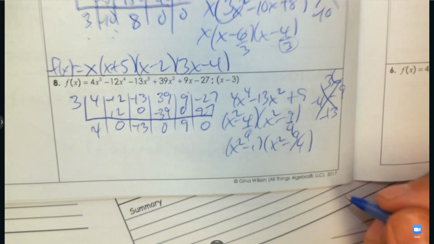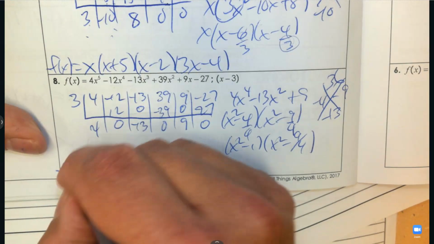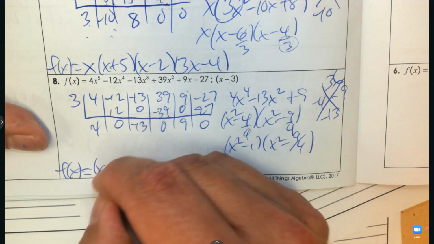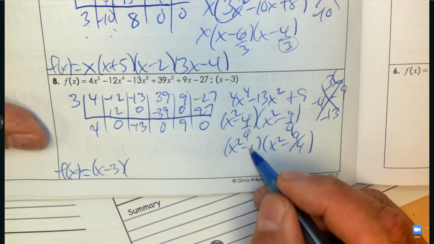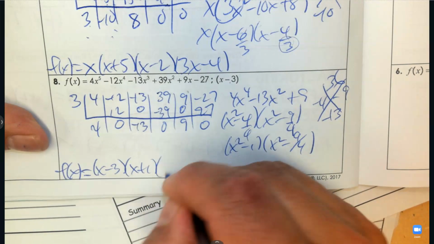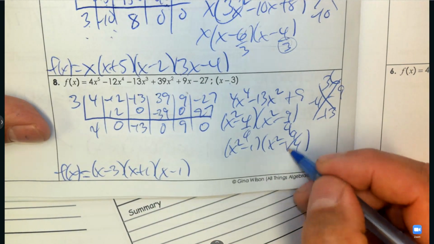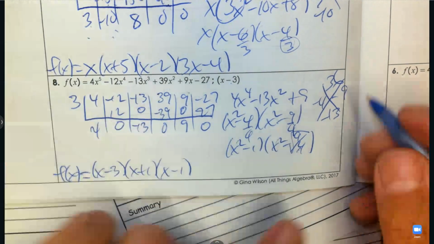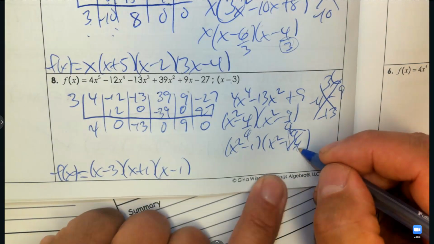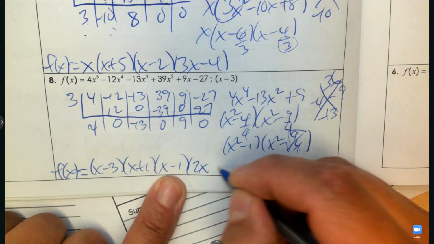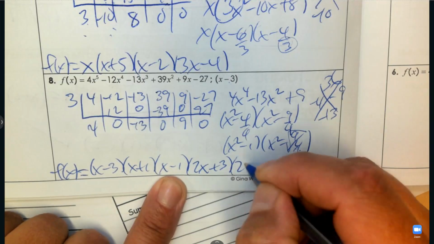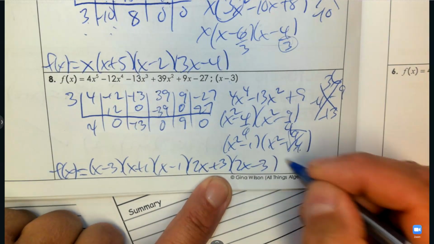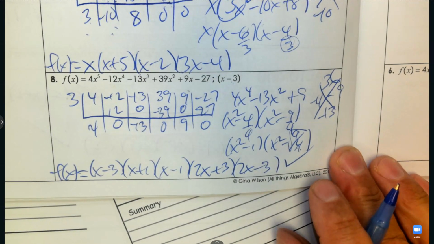Now these are both difference of squares. So when I write my answer at the end, we have x minus 3. X squared take away 1 is going to be x plus 1, x minus 1. Here, when I square root a fraction, it's going to be 3 over 2, and you're going to slide the 2. So one's 2x plus 3, and the other was 2x minus 3.